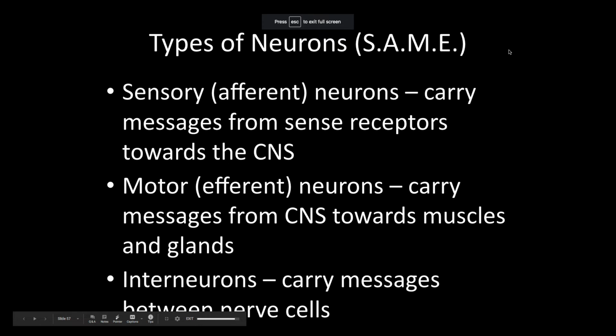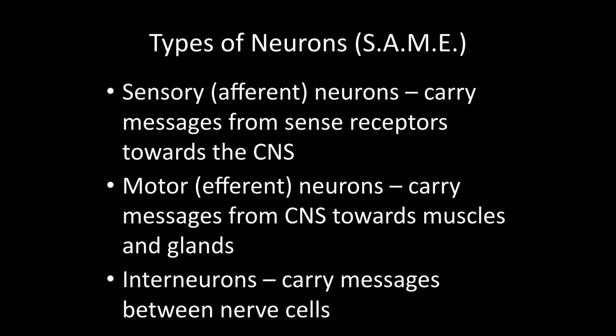The goal for this video is to talk about types of neurons and the basic structure of the human nervous system. So we've already learned all about the neuron itself, the neuron being the building block of the nervous system, and now it's time to talk about the different types.